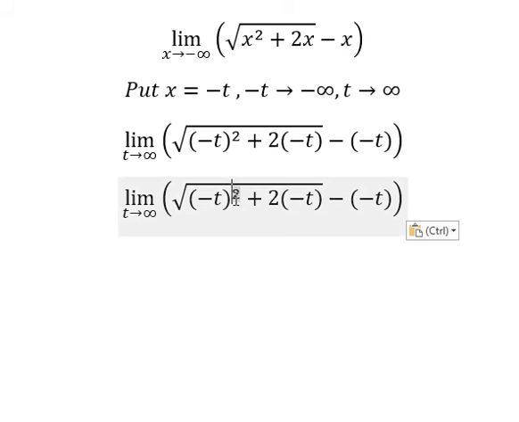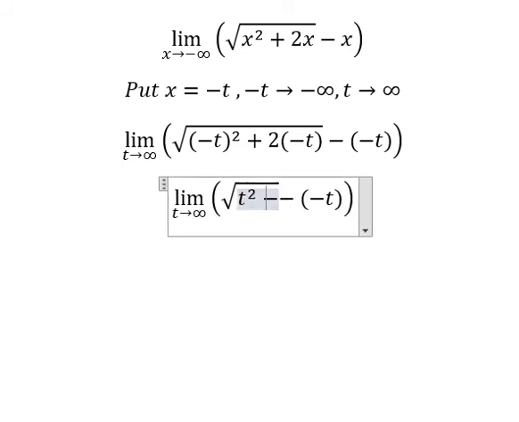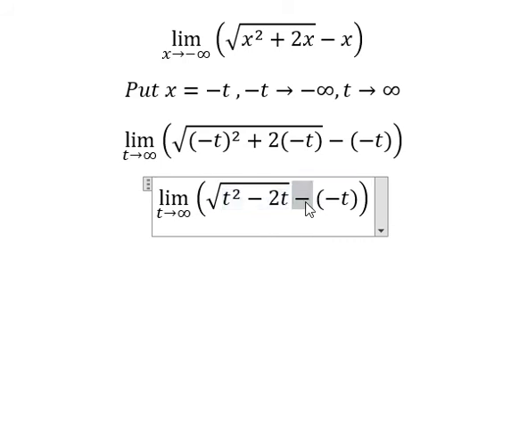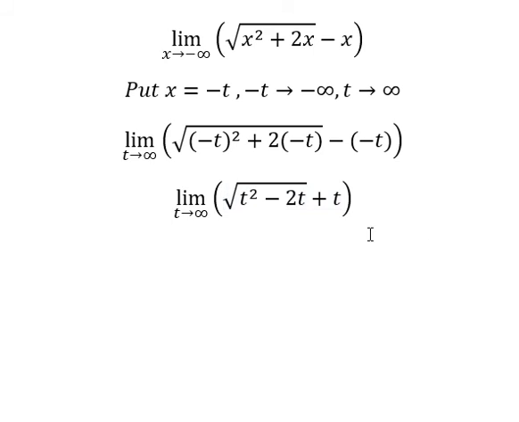So this one, that is about even power. So you get positive t square. This one we have negative number 2t. Negative, we have positive. Next, we can apply the formula in here.